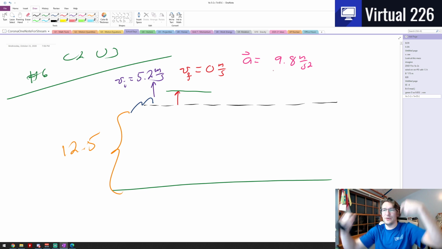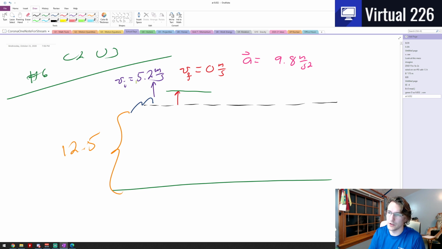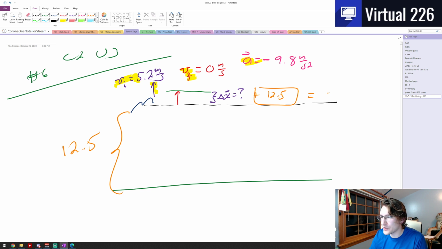Since we're calling down negative because up was positive over here, see how that's positive and it's going up, that means the acceleration due to gravity has to be negative. So now you've got 1, an initial velocity, 2, a final velocity, and 3, an acceleration. If you can find this distance right here, a delta x, and then add it to 12.5 afterwards, that will give you this total distance, which is technically what part A is looking for. So you need to find this to begin with, and then add it to the 12.5.